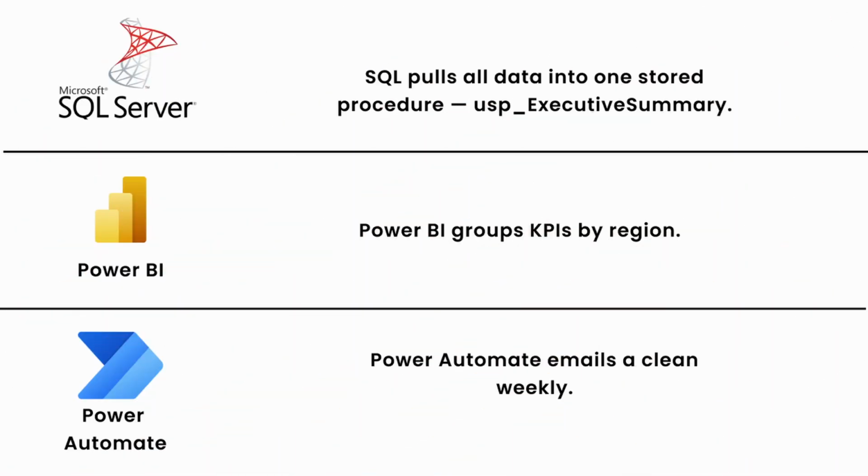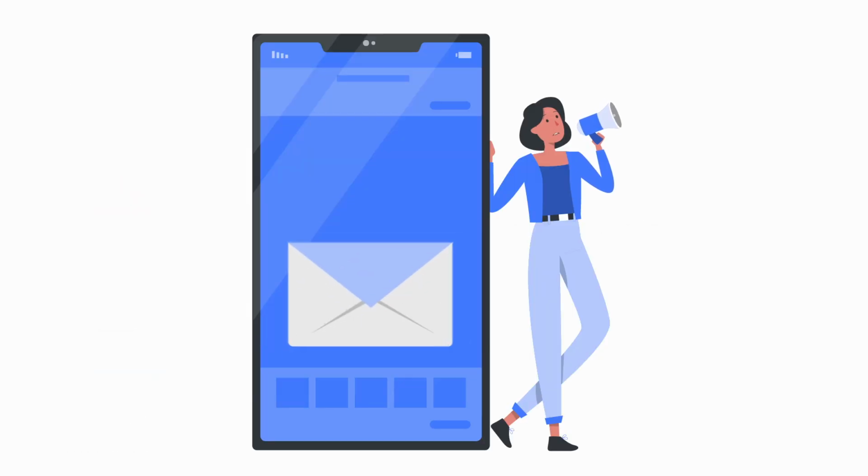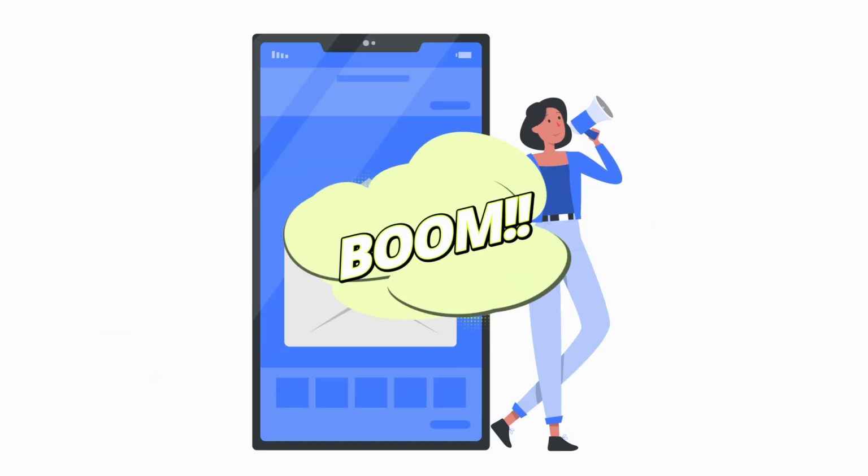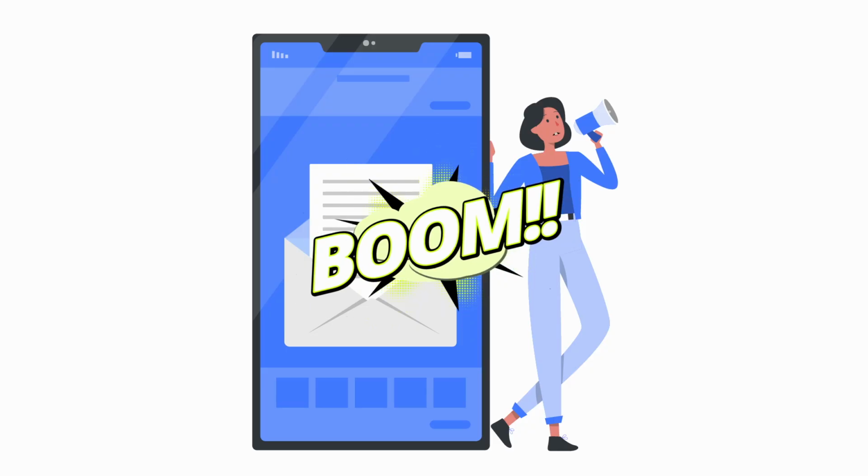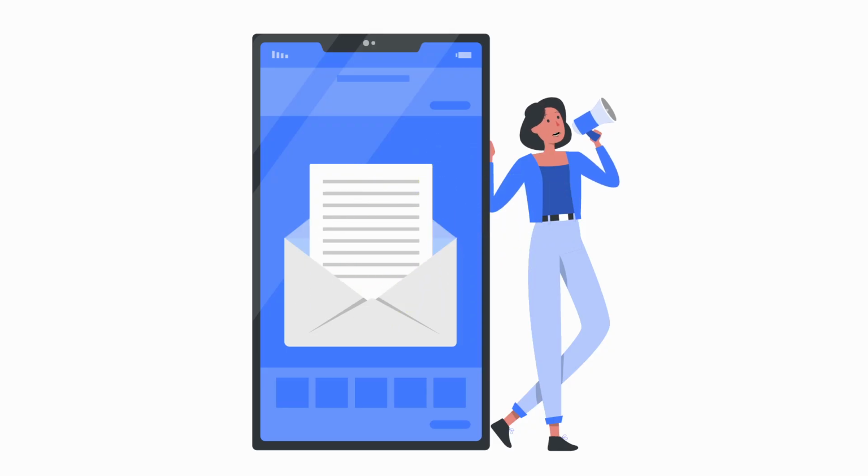Instead, here's what we will do. We are going to use SQL to pull the data into one stored procedure, and we use Power BI so that we group the KPIs by region. And we use Power Automate, which sends email weekly. The executive doesn't need to log in to Power BI or chase anyone for updates. They open their own inbox every Monday and boom, all 5 regions, all one clean summary, already written and already waiting.